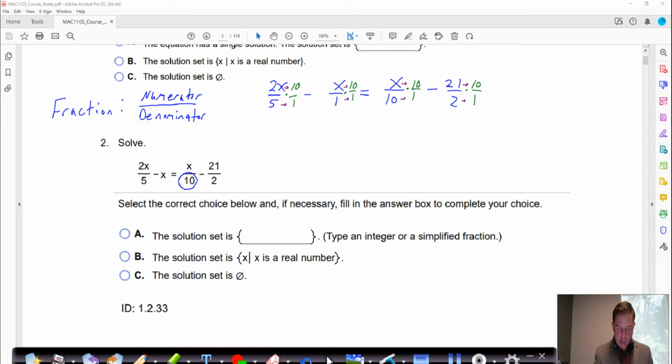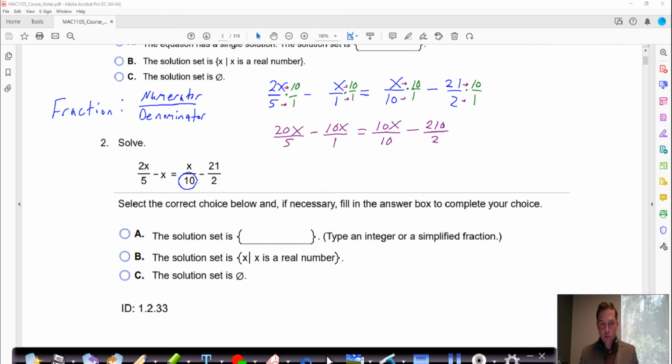Okay, so we're going to get 2x times 10 would be 20x over 5 times 1, which is 5, minus x times 10 is 10x over 1 times 1, which is 1. x times 10 is 10x over 10 times 1, which is 10, and minus 21 times 10 is 210, divided by 2 times 1, which is 2.